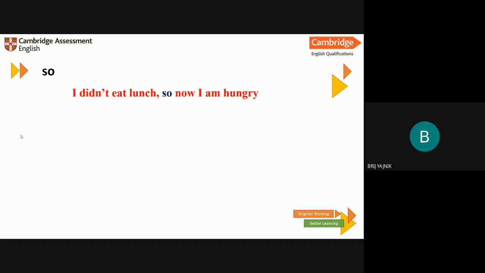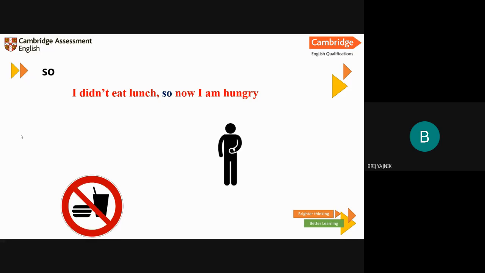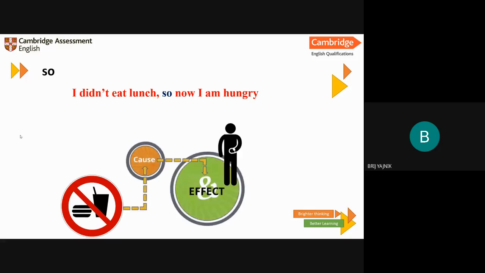When you see I didn't eat lunch, so now I'm hungry. So I didn't eat lunch is one thing, and the other thing is I'm now hungry. So there is a reason, and then there is a result, right? I think it's called cause and effect, right? So the cause is I didn't eat lunch, and the effect is, now I'm hungry. And I don't need to talk about the comma thing. The comma thing is now very clear in our mind.